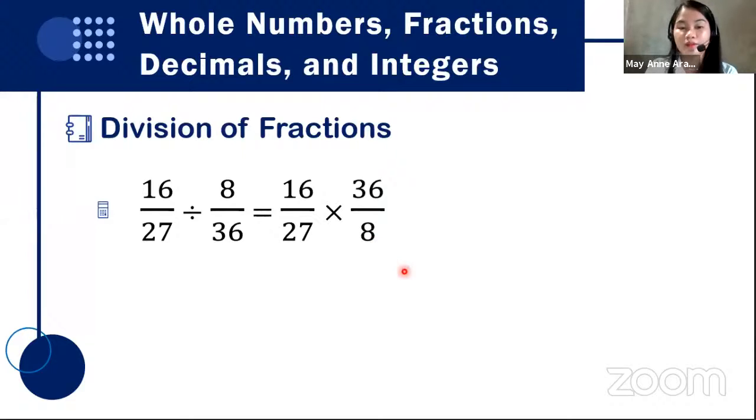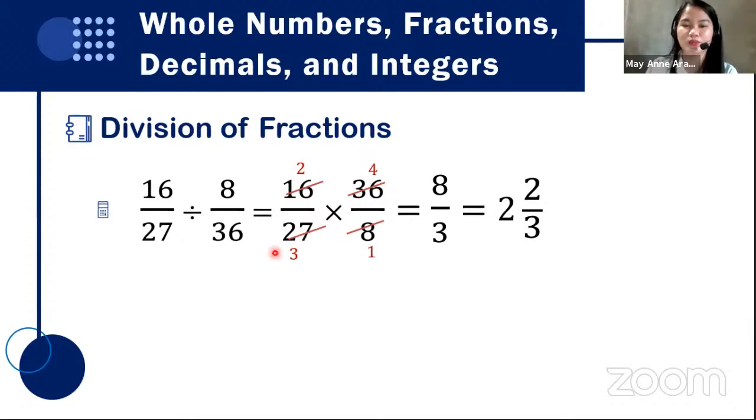Again, let us use the cross cancellation. 16 and 8 are both divisible by 8. So 16 divided by 8 is 2, and 8 divided by 8 is 1. And for 27 and 36, they are both divisible by 9. So 36 divided by 9 is 4, and 27 divided by 9 is 3. Just simply multiply the numbers. You have 2 times 4 is 8, then 3 times 1 is 3.